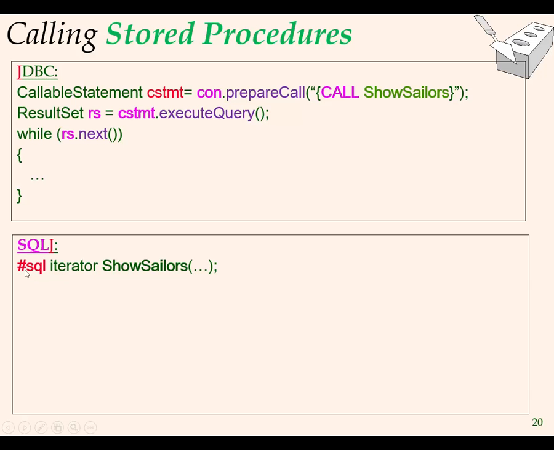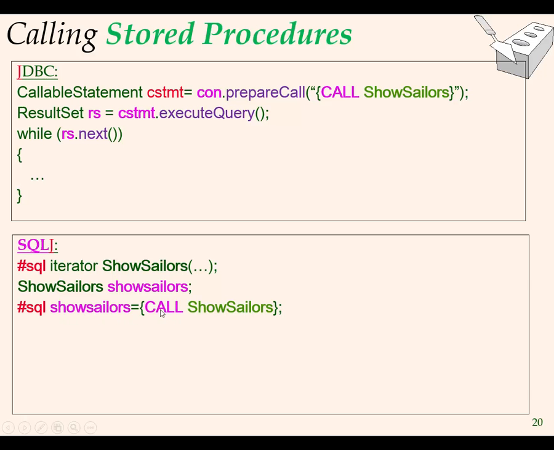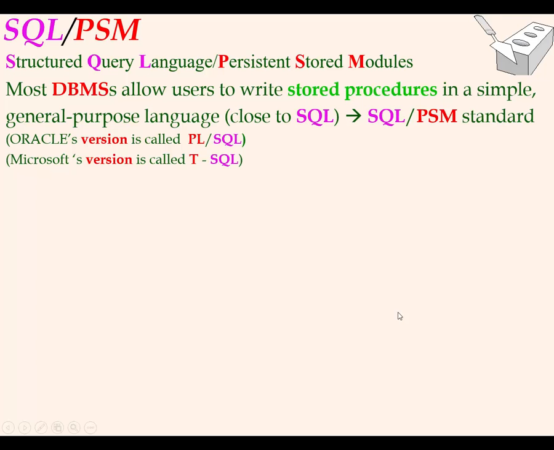If I use SQLJ, you have this #sql. I create an iterator, show sailors, which is a cursor, and I'm going to invoke it by using call show sailors. Again, this is syntax you learn, how to actually invoke from embedded SQL, JDBC, SQLJ. After you execute show sailors, you can go through the cursor, which is the memory in the DBMS, and by saying next, you get the next tuple, and next tuple, and next tuple. So this is how you invoke it.